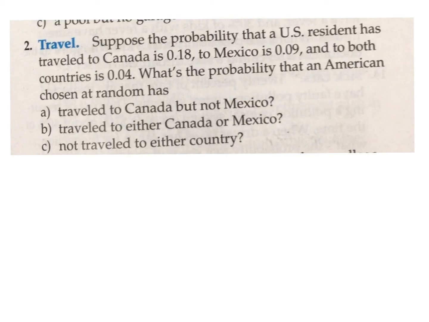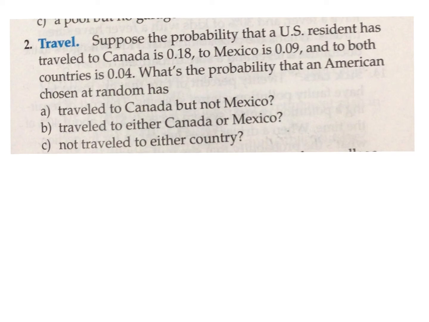Suppose that the probability that a U.S. resident has traveled to Canada is 0.18, and to Mexico is 0.09, and to both countries is 0.04. What is the probability that an American chosen at random has traveled to Canada but not Mexico? Okay. So A, what's the probability that they've been to Canada but not Mexico?